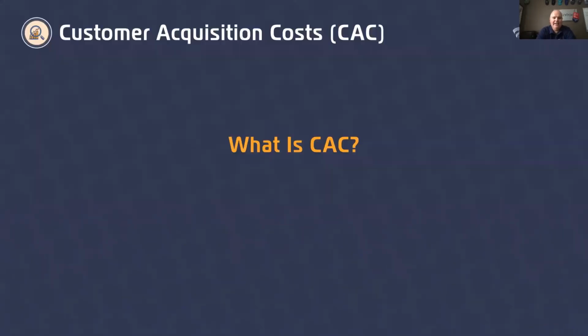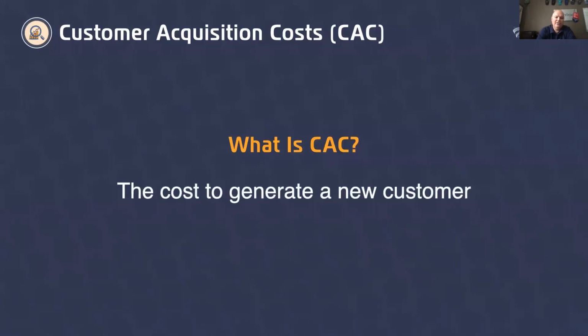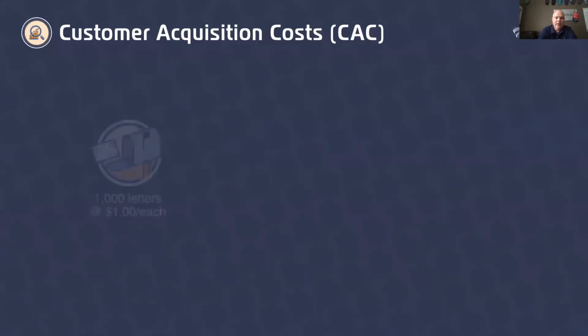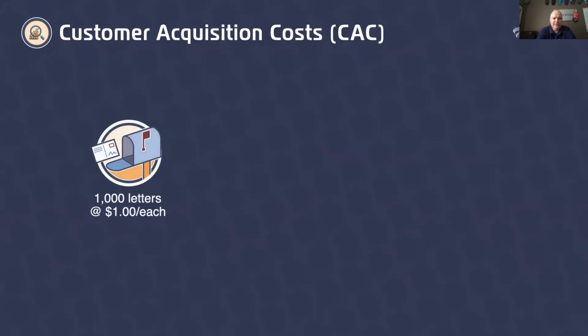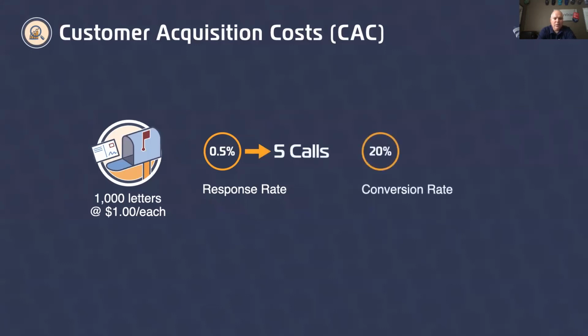First up is CAC. CAC stands for customer acquisition cost, and it means what is the cost to generate a new customer, or in this case, a new property into our rental program. Let's do a quick simple example. If you send out 1,000 letters at $1 each, and you get a 0.5% response rate, which is what the Direct Marketing Association says is the average response rate in direct mail, that nets you 5 calls. Out of those 5 calls, let's say you have a 20% conversion rate, which is pretty decent. That nets you 1 contract.